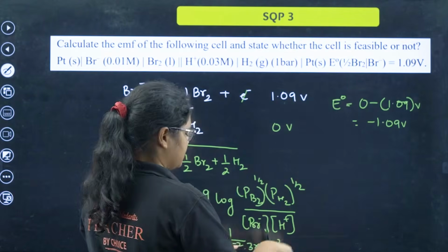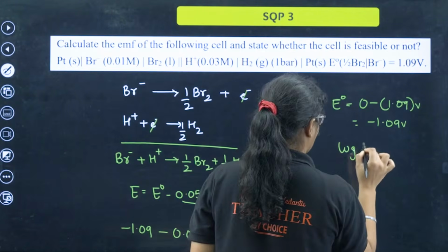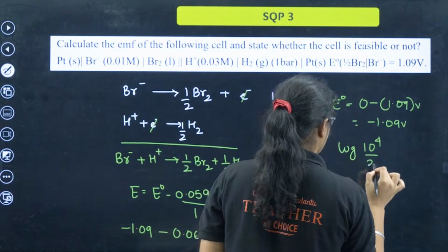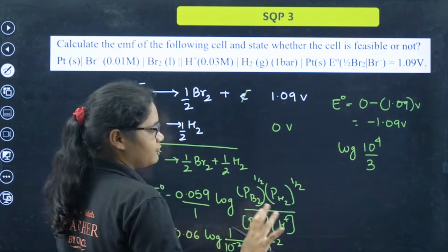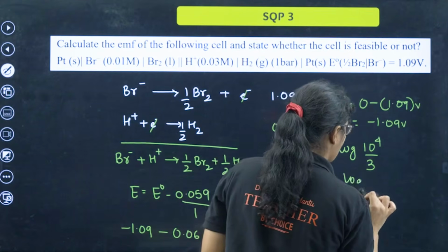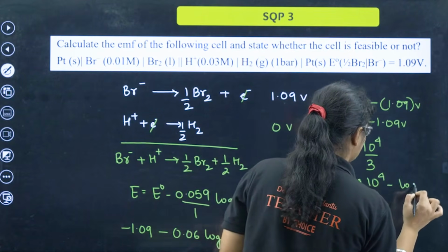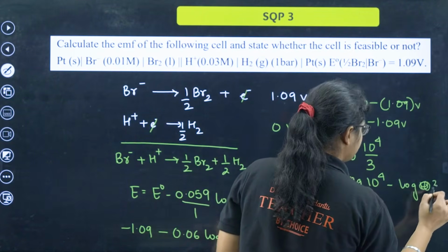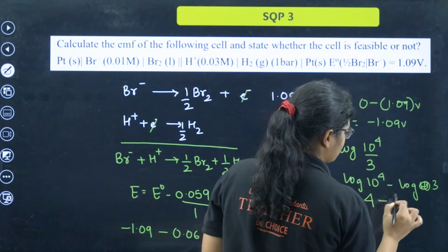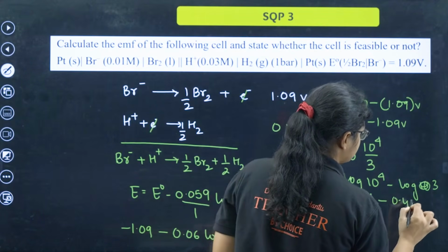So 10 to the power of minus 4 can go up. So I will get log of 10 to the power of 4 by 3, right? Log of 10 to the power of 4 by 3 can be written as log of 10 to the power of 4 minus log 3. Log 10 to the power of 4 is 4, and log 3 is 0.478.